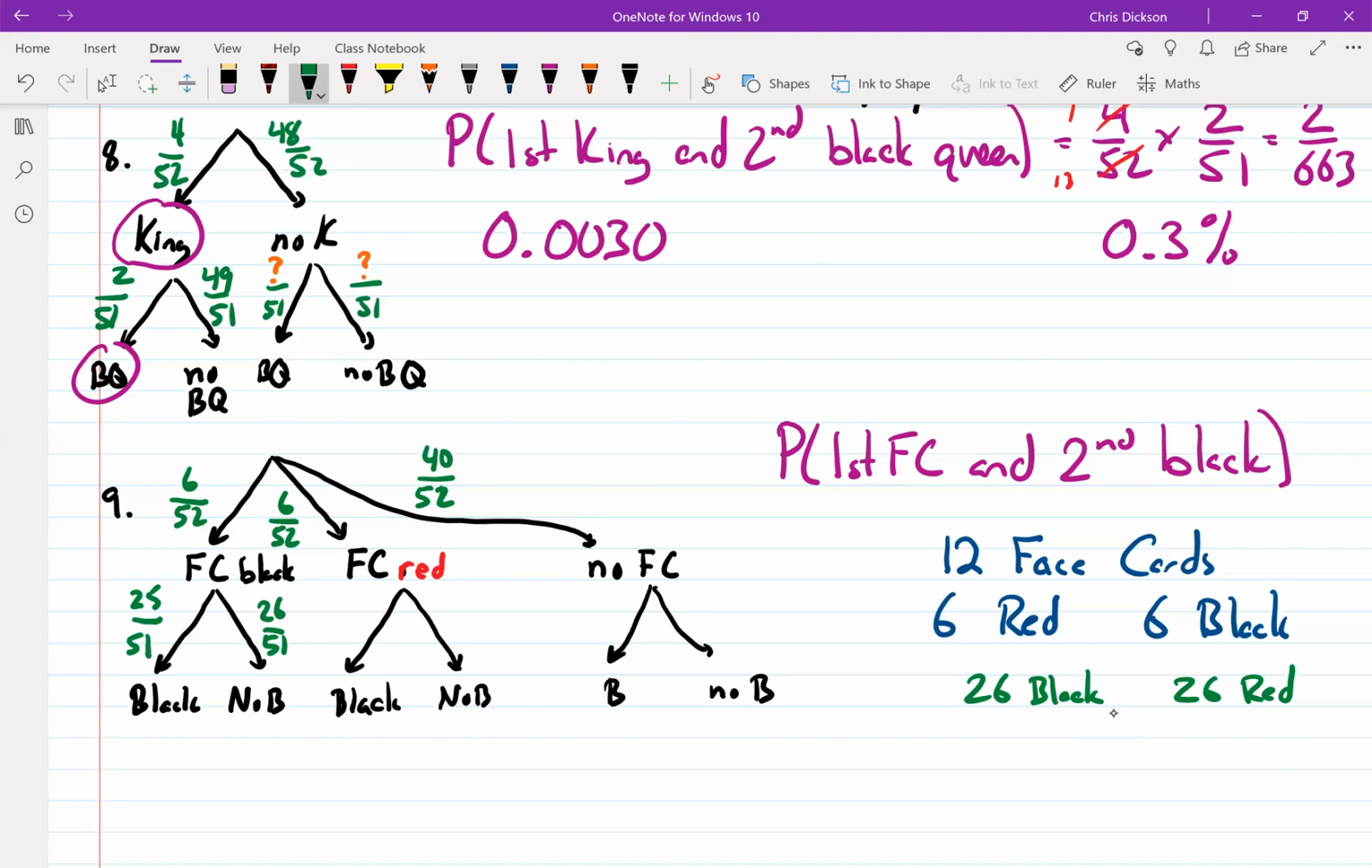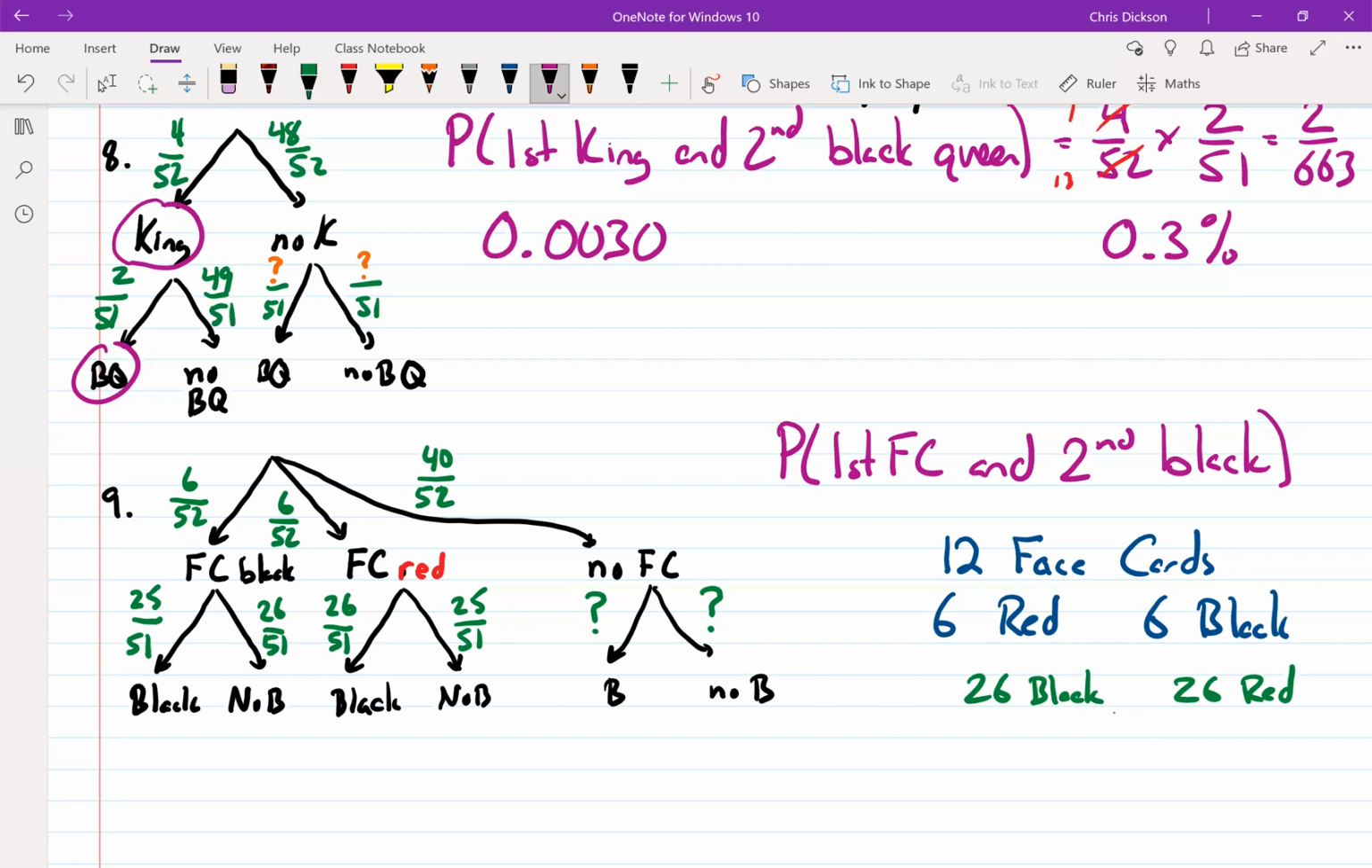Now, if you picked a red face card, there would be 51 cards in the deck. But if you picked a red face card first, then there should be 26 black cards. And of course, if you picked a red, there'd only be 25 remaining red cards. Now, if you didn't pick a face card, then you would still have to know whether that card was black or red to make a prediction in terms of the probability of these branches. And so we saw that up in the question above where we have those little orange question marks. But we don't actually need to know that because these outcomes are not part of what we're looking for.